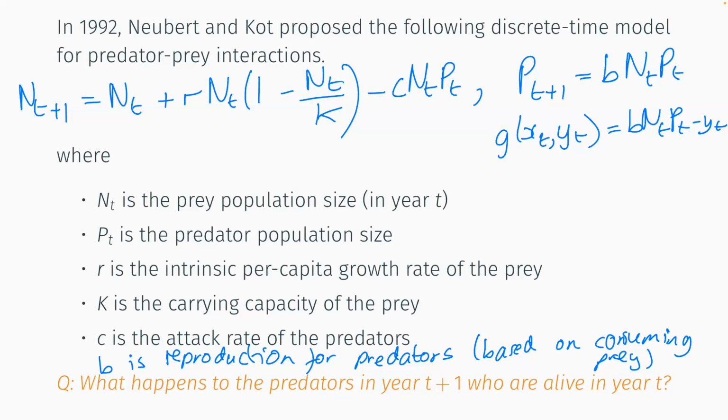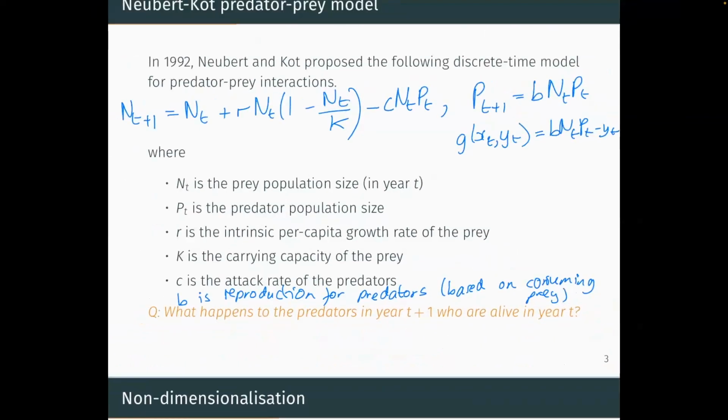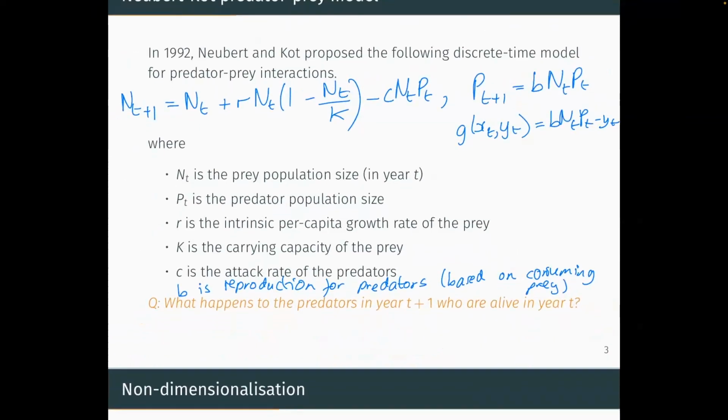Okay, so again, this is one of the reasons why in this type of setup, the discrete time model is better than the continuous time model for populations that might behave like this, because you have this very strict separation between these cohorts, these non-overlapping generations. So what happens to all the predators? They all die.